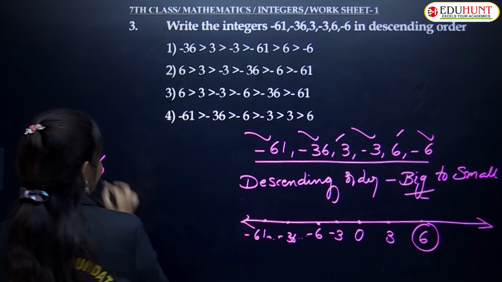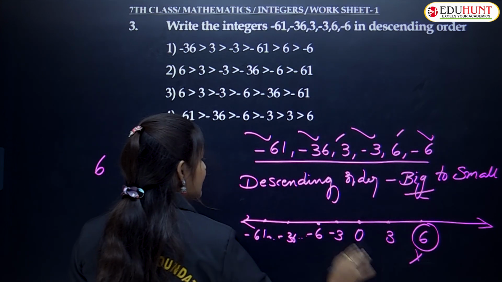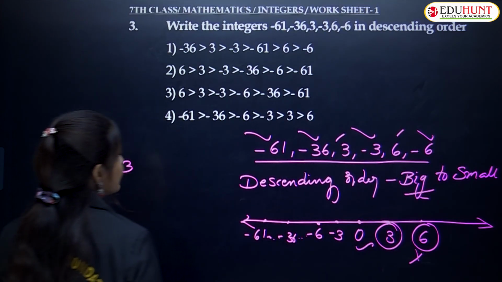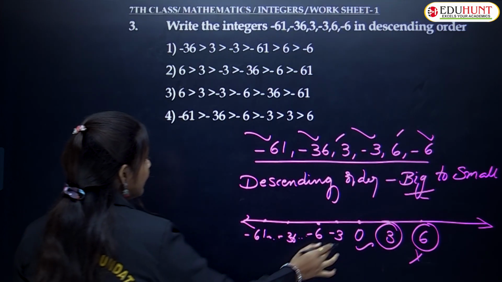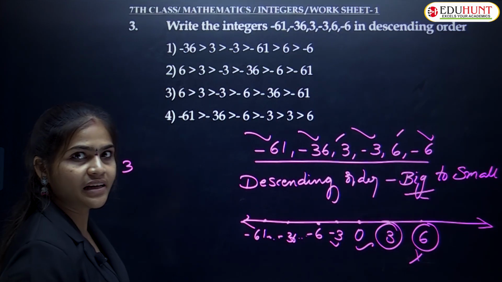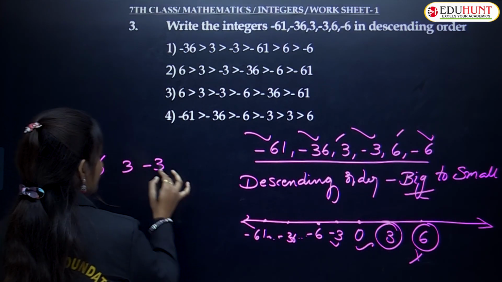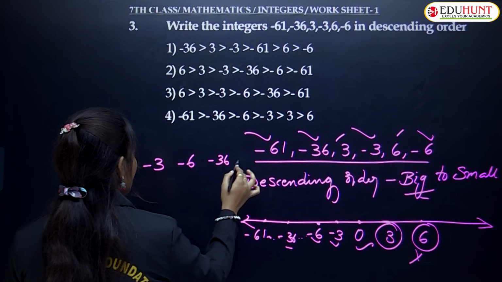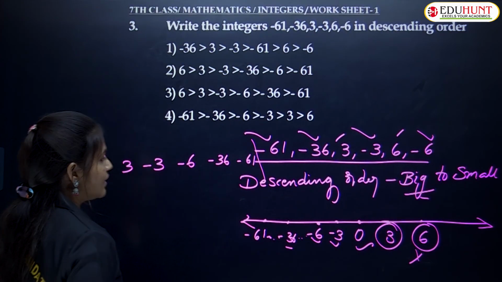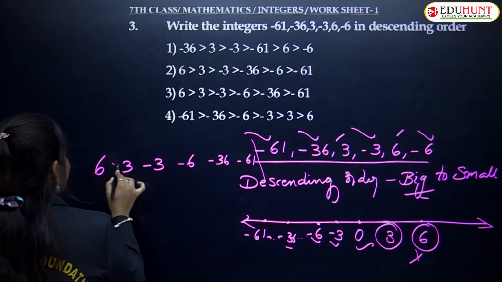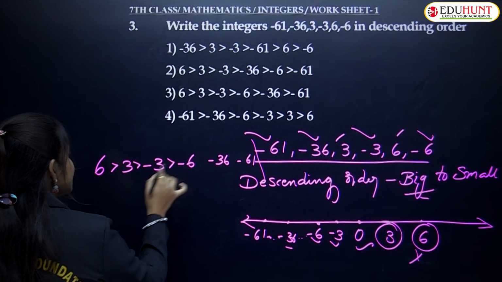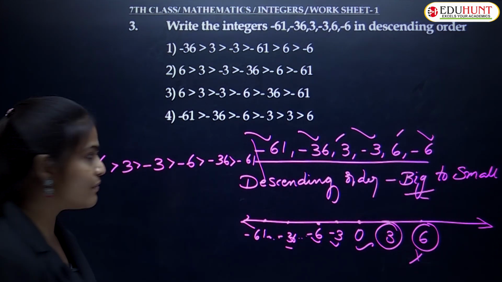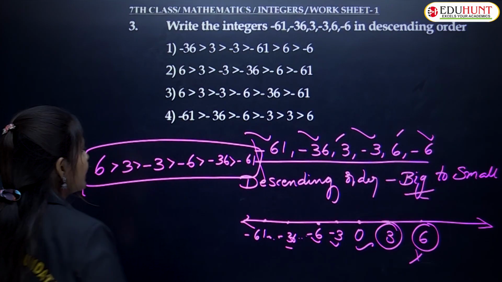So when you observe all these numbers, what is the greatest number here? That is 6. Okay, 6 is done. After 6, what is the greatest number? That is 3. After 3? 0, but that 0 is not given. So after that, minus 3. Then minus 6, then minus 36, then minus 61. Clear? So 6 is greater than 3, greater than minus 3, greater than minus 6, greater than minus 36, greater than minus 61. Okay, this is the correct arrangement.